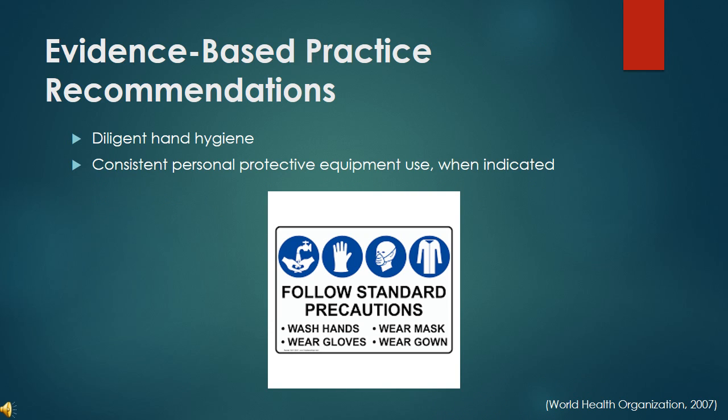The World Health Organization identifies 2 recommendations based on evidence-based practice to help with the use of standard precautions and to focus on when using the standard precautions as an employee in healthcare. The first is diligent hand hygiene. The second is consistent personal protective equipment use when indicated.